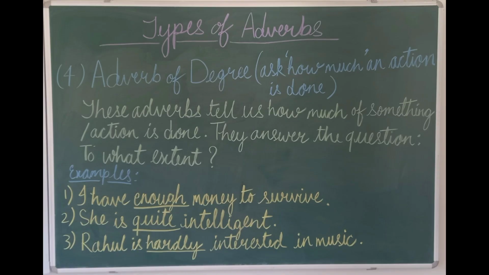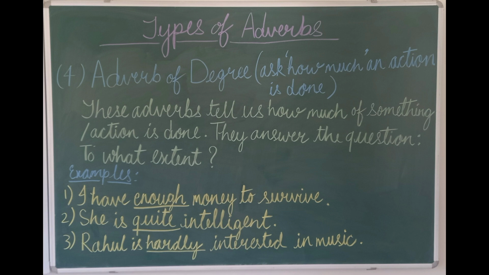Next is adverb of degree. Here we ask a question how much an action is done. These adverbs tell us how much of something or how much an action is done. They answer the question to what extent. All right. So now if I say that I have enough money to survive, here we can ask a question how much money do I have to survive? The answer comes enough. So enough becomes the adverb of degree.